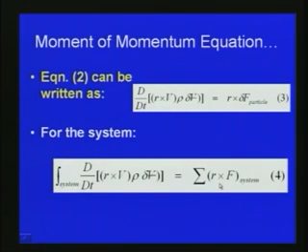Earlier we considered a particular particle and the forces acting. Now for the total system we can integrate the left hand side of equation number 3, and then sum up all the forces throughout the particles, so that we get sigma r cross f for the system. So this is the momentum equation for a system.